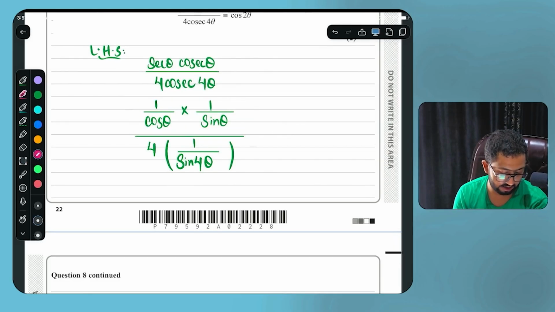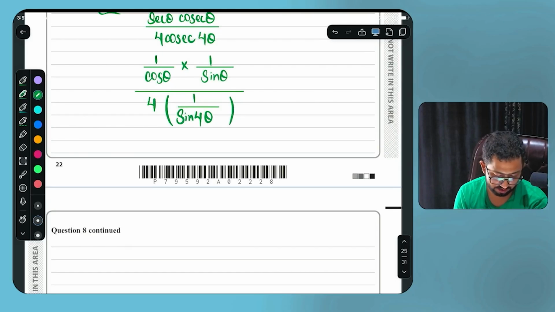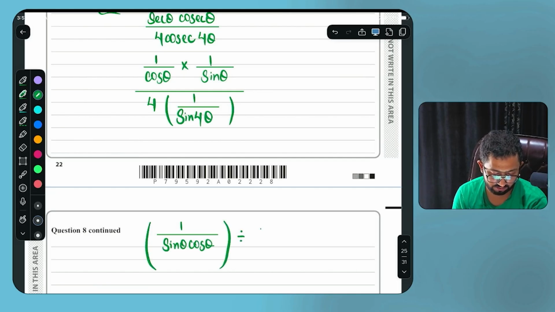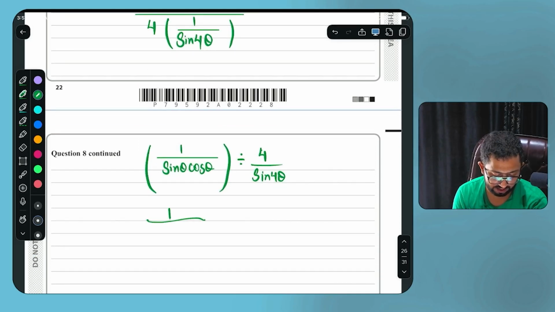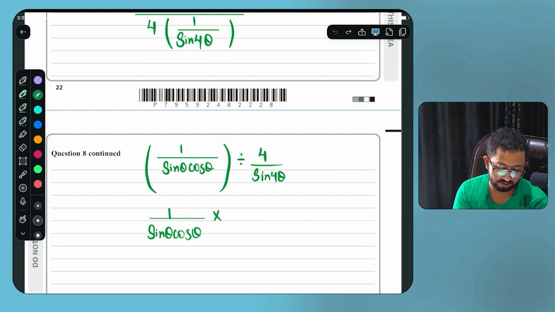So now the next thing, it will become 1 over sine theta into cos theta divided by 4 into 1 over sine 4 theta. So what will happen if I change this sign actually? It will become 1 multiply, and the terms will flip actually.